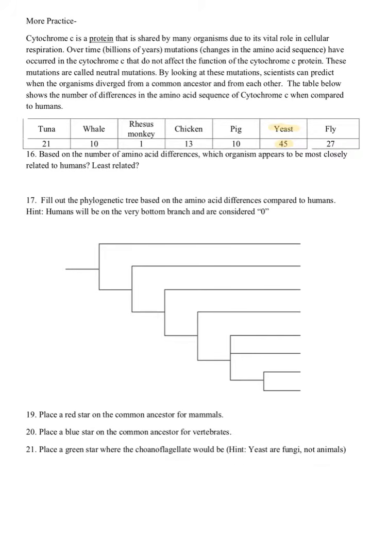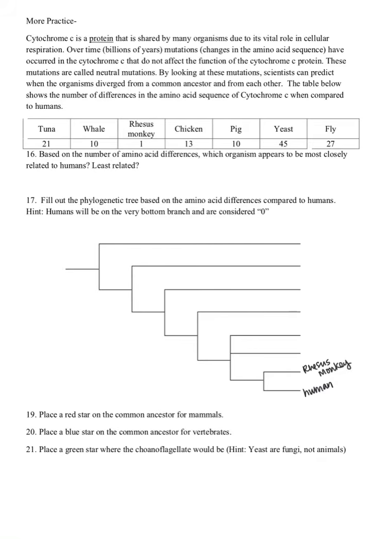Now, we are going to fill out the phylogenetic tree based on the amino acid differences compared to humans. So because we're comparing it with humans, humans are going to be at the very bottom and they are considered 0. So I'm going to go ahead and just start right off the bat and add humans to my tree. Now, just like in that previous one, we're going to look for the power couple here. So which ones are most closely related to humans? Which one has the lowest number of differences? Like we said in number 16, that's going to be the rhesus monkey. So I'm going to add that one to the tree.